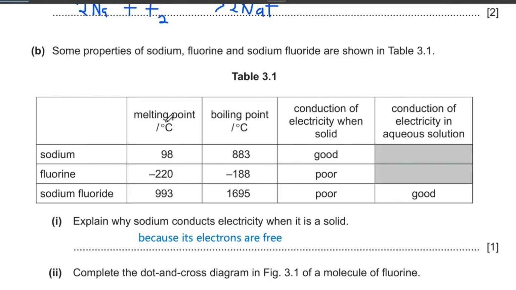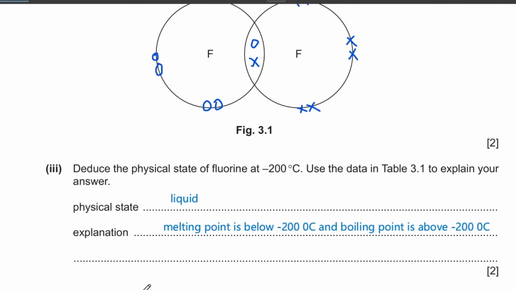Now, if it melts at minus 220, that means at minus 200, it's going to be liquid because at minus 188, it starts boiling. So it has to be liquid before it boils. And minus 200 is between minus 220 and minus 188. So that means definitely the physical state is going to be liquid. And the reason is because the melting point is below minus 200 degrees Celsius and the boiling point is above minus 200 degrees Celsius, as we have seen in the table.